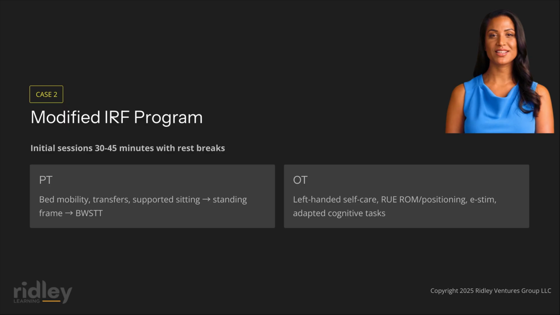Weight-bearing activities through a standing frame were introduced in week 2 as tolerance improved, with bodyweight support treadmill training initiated in week 3 to provide high-repetition stepping practice despite profound weakness.